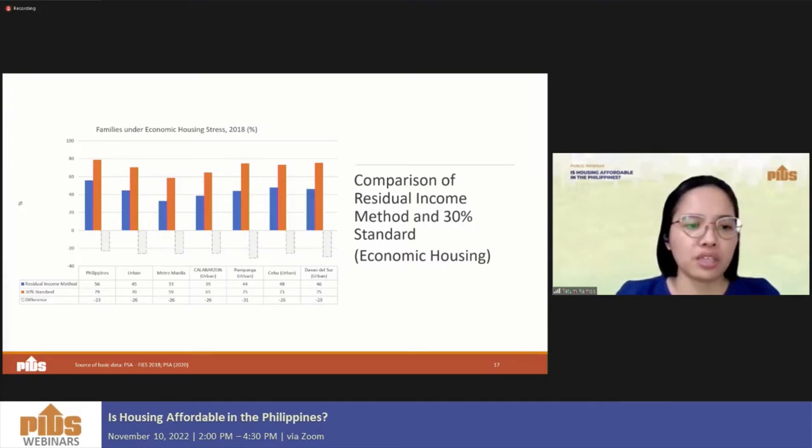For economic housing, the 30% standard overestimates the percentage of families under housing stress. But it is still important to note that the percentages are quite large. For example, in the Philippines, under the residual income method, 56% of the families were under economic housing stress in 2018.